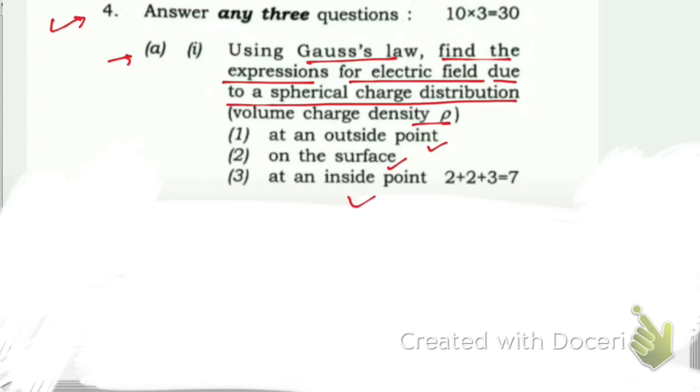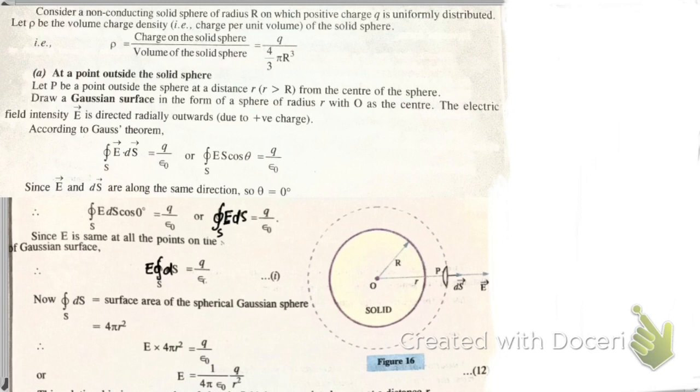So now let's start. Here we have considered a sphere of radius capital R. We have taken a point outside the sphere. This is the point P outside the sphere. I hope you can see this. So now we need to find the electric field at this point.